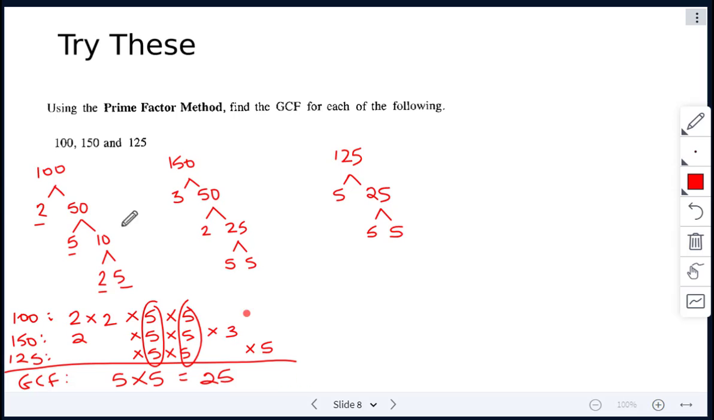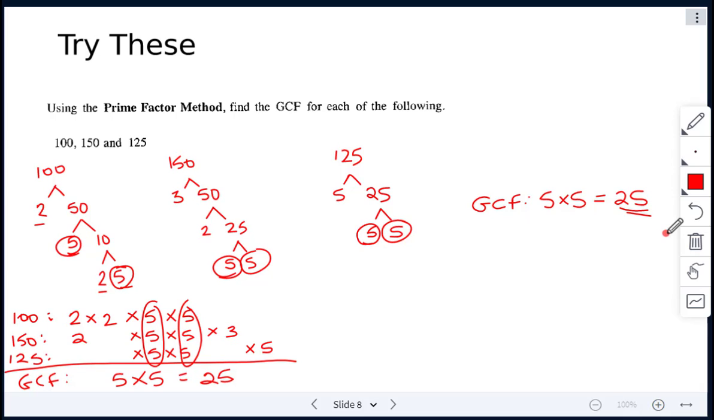And we can see that in the prime factor trees here. Look at 2, 2, 2, and there's no 2 here. For 5, we have a 5, 5, and a 5. Looking at it that way, you would also get 5 times 5, which is 25. So the greatest common factor of 100, 150, and 125 is 25.